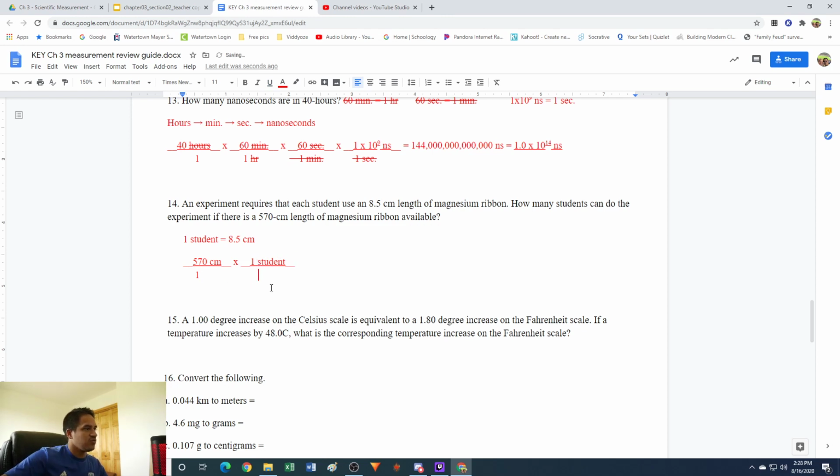So one student over 8.5 centimeters. So that 8.5 centimeters here cancel out with the centimeters here. And we get into the units of students. So this is going to be a simple division problem. 570 divided by 8.5. And I get a very large number, but we are going to round it properly. So 0.5882 whatever students. But we have to round this to a whole number, obviously, because you can't have a 0.05 of a student. So this is going to be equal to 67 students.